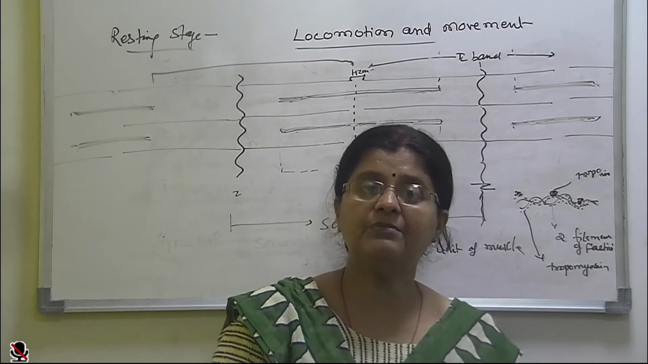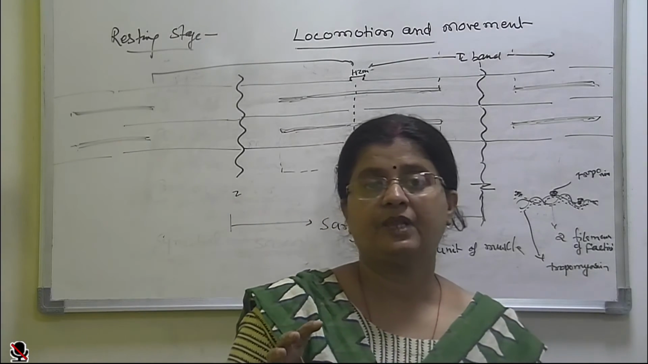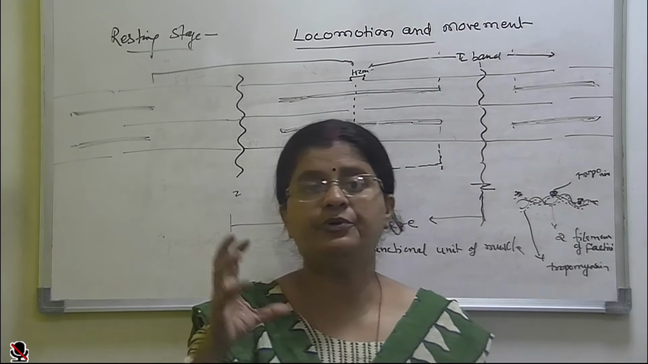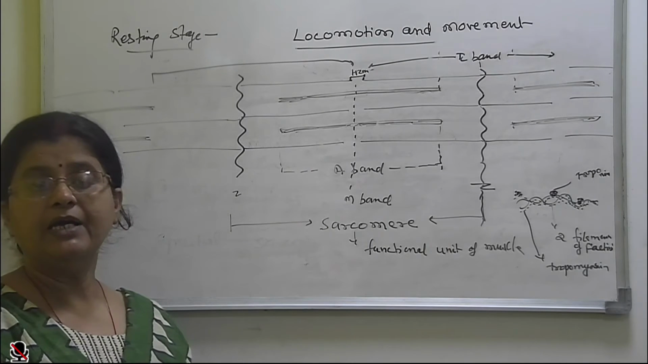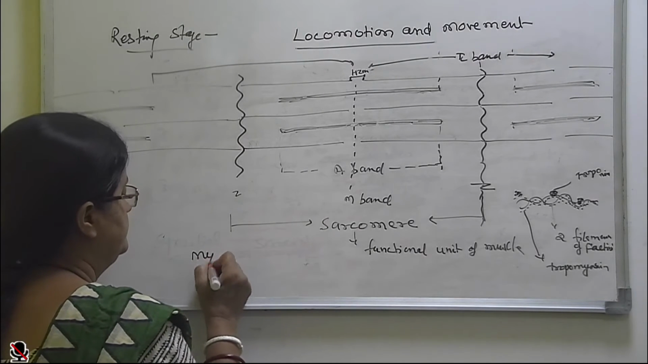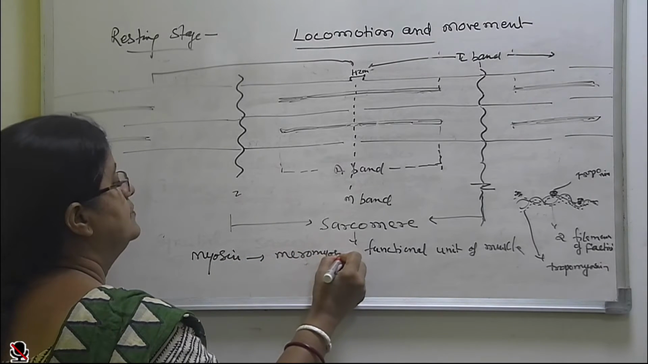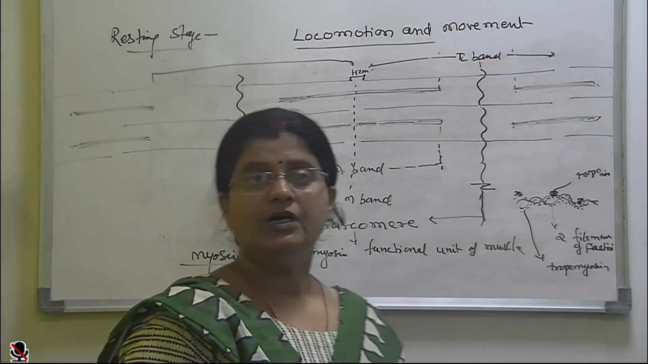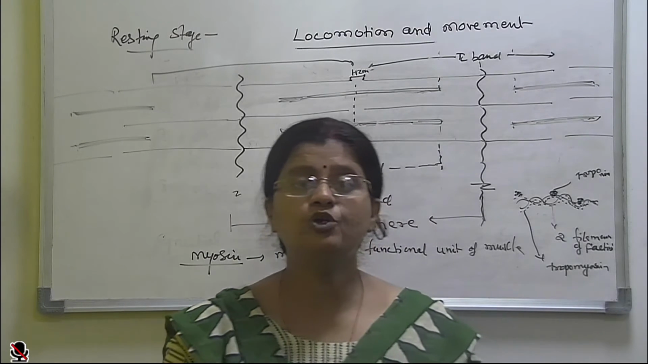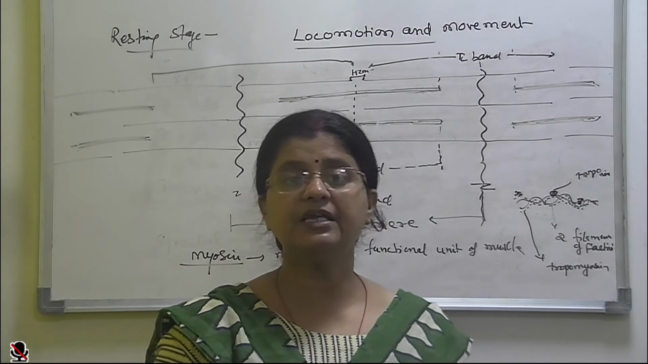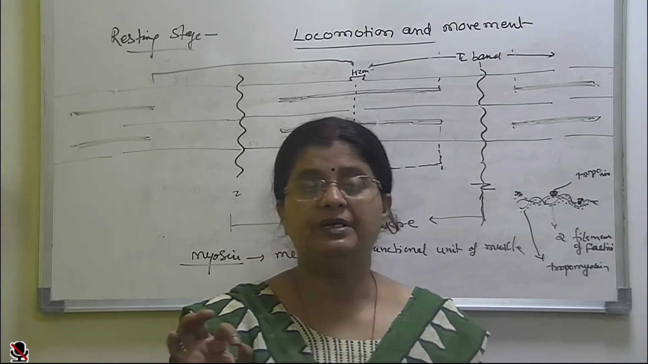And this myosin filament is a polymerized protein, and there are many monomeric proteins found in myosin. They are called meromyosin. So this myosin filament is a polymerized protein made up of many monomeric proteins. They are known as meromyosin, right? And this meromyosin actually constitutes one thick filament, right?